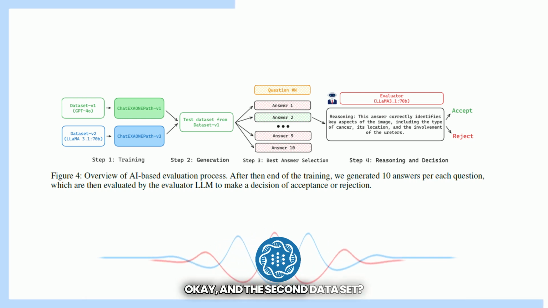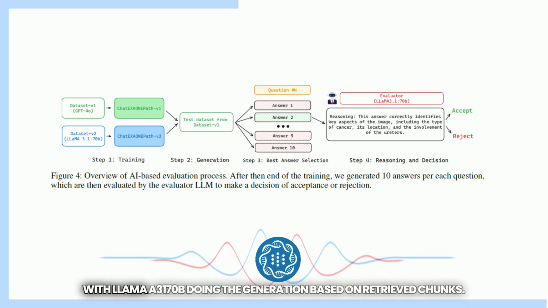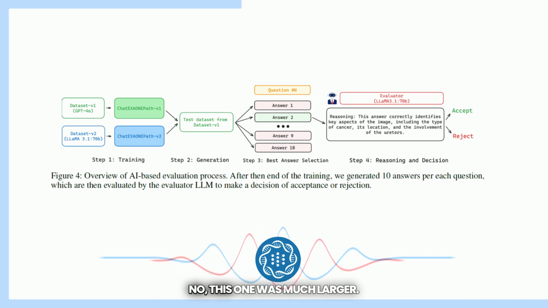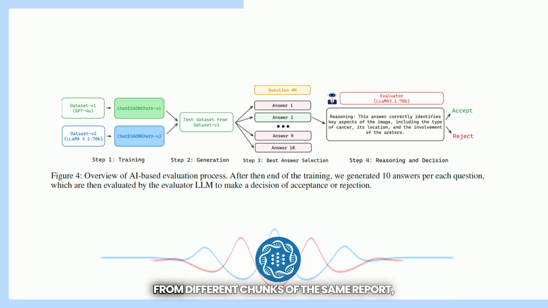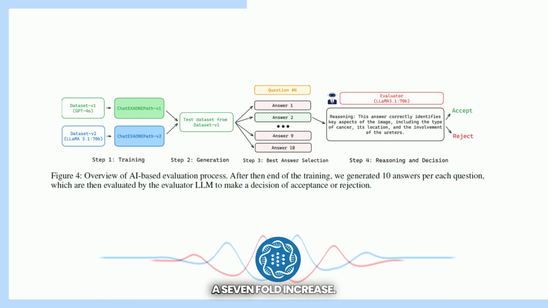Okay. And the second dataset? The second one, dataset V2, was the one generated using their RADAR pipeline, with Llama 3.1 70B doing the generation based on retrieved chunks. The one we just discussed. Was it the same size? No, this one was much larger. Because RADAR could generate multiple relevant Q&A pairs from different chunks of the same report, dataset V2 ended up containing nearly 70,000 WSI report pairs, a seven-fold increase.